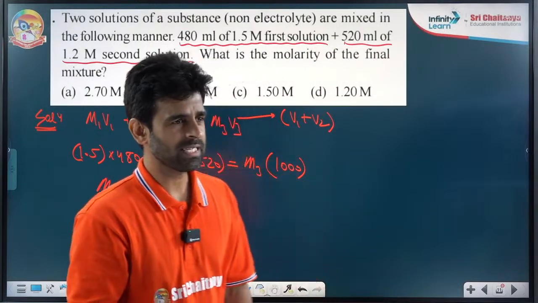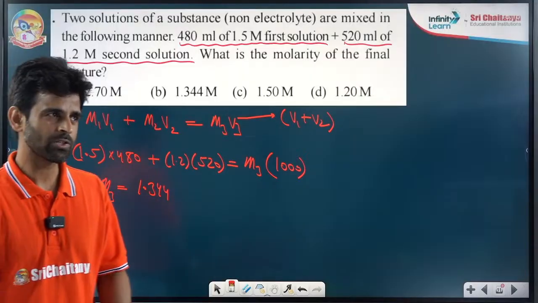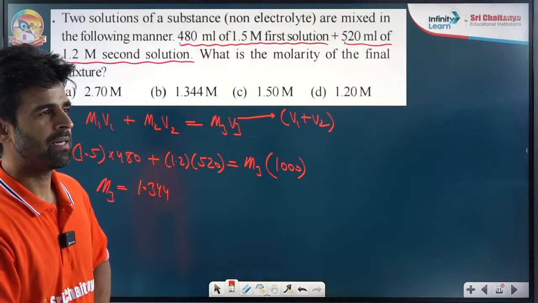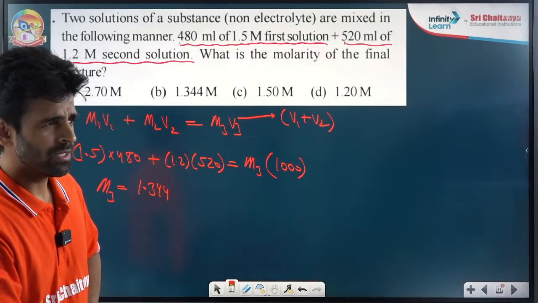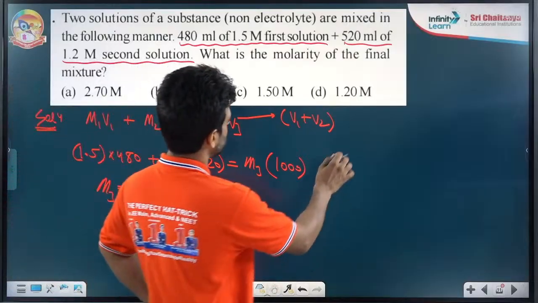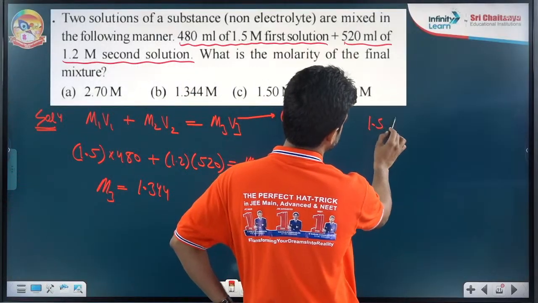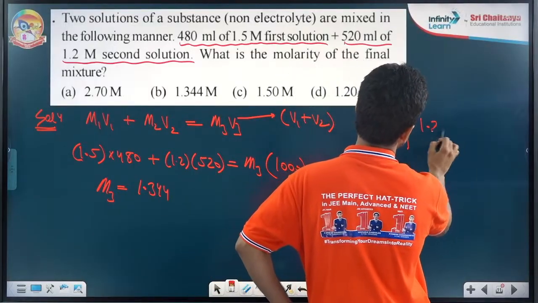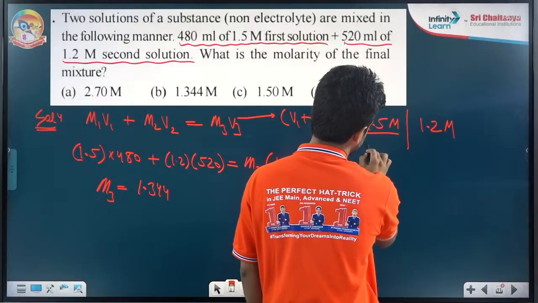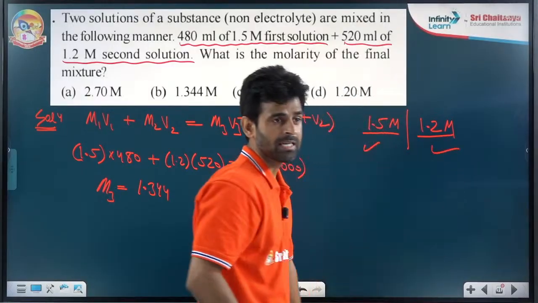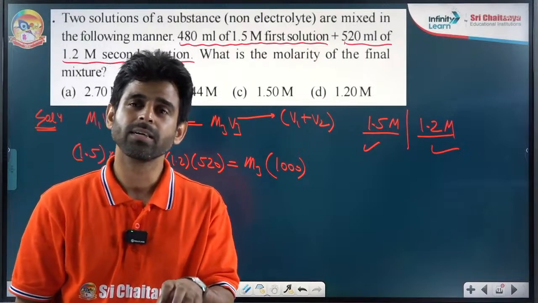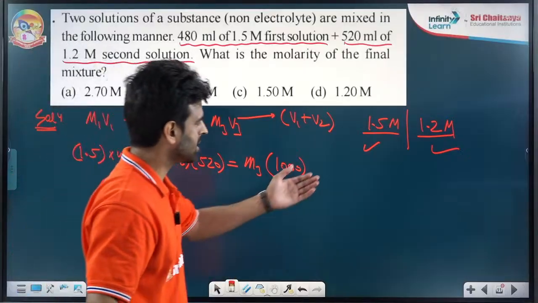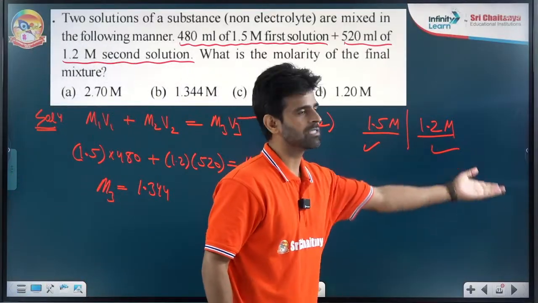Yesterday I told you one question on this basis. Imagine if one solution is having 1.5 molarity and the other one is having how much? 1.2 molarity, right? It is 1.5, it is 1.2. So definitely the final solution will have molarity in between these two. It will not be more than the higher value and can't be less than the lower value, right?